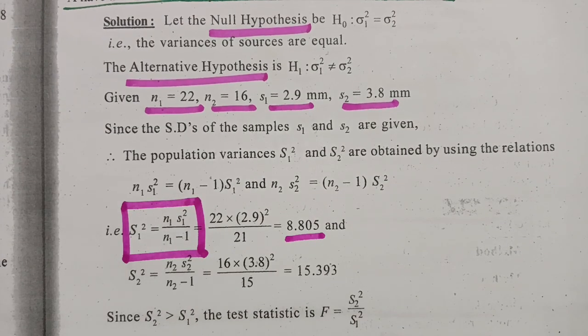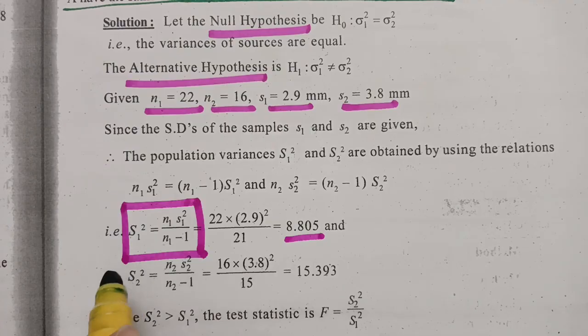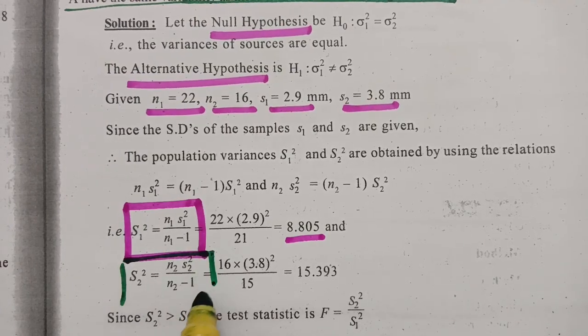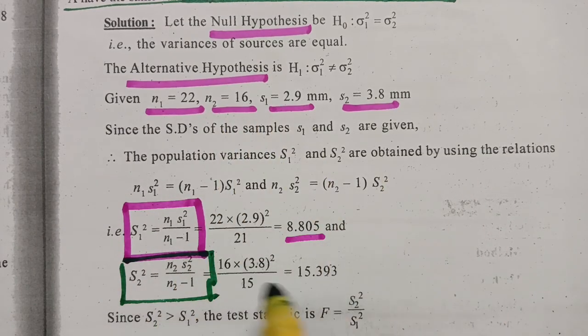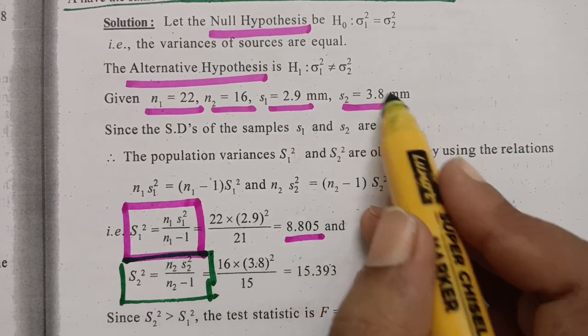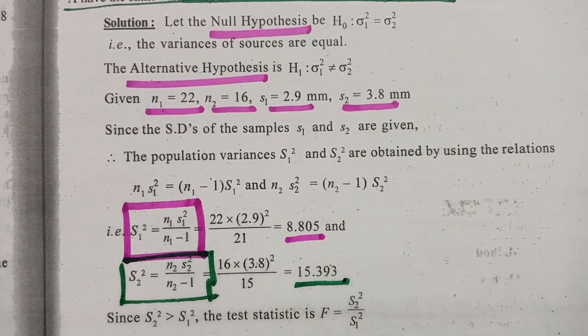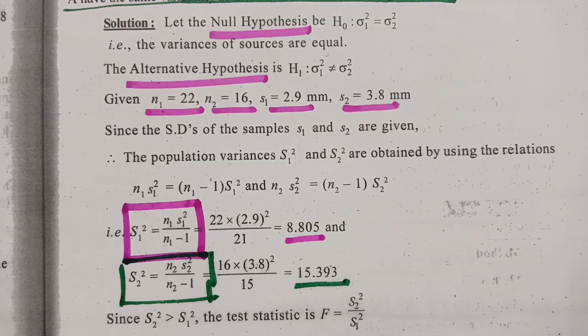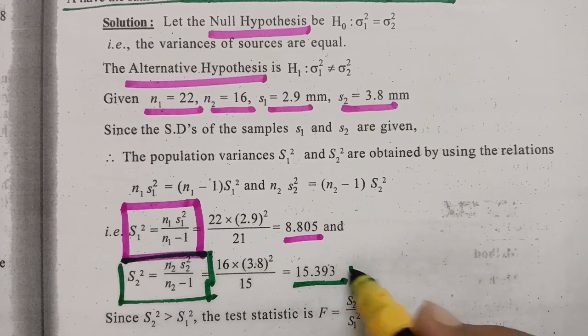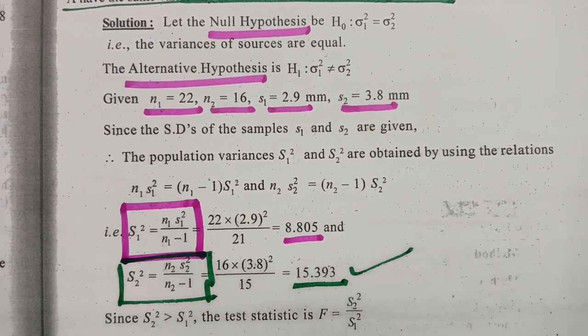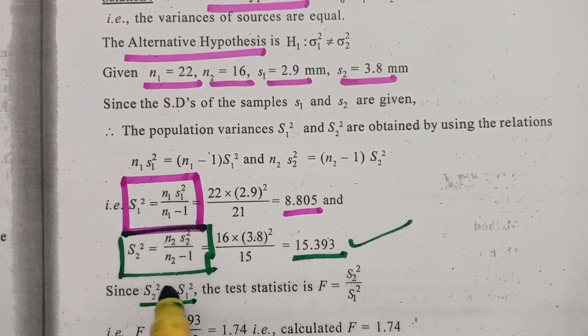And this is the formula for S2 square. It is also very simple: N2 S2 square by N2 minus 1. N2 is equal to 16, so this is 16 divided by 15, into 3.8 whole square. The value here is 15.393. Among these two, which one is bigger? S2 is bigger. So we write S2 square is greater than S1 square.